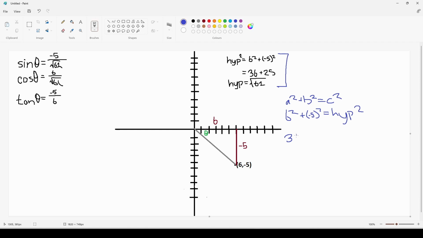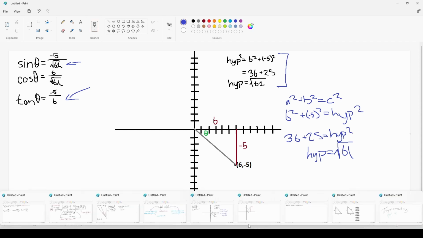I'm just going to rewrite it. 36 plus 25 is equal to our hypotenuse squared, which means that our hypotenuse is root 61, which now we have all of the side length values, which means that we can solve the sine, cosine, and tangent. The tangent, we don't need the hypotenuse for, it's just negative 5 over 6, but our cosine and sine are both over our hypotenuse, and then of course this is 6, which is our adjacent angle, and negative 5, which is our opposite angle.